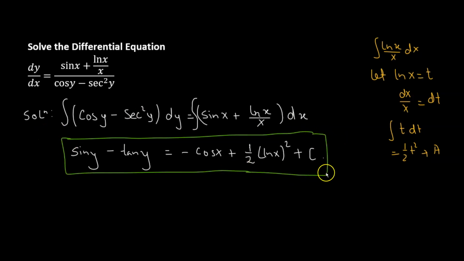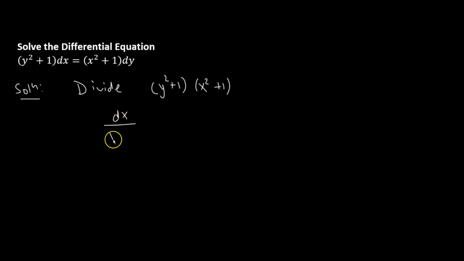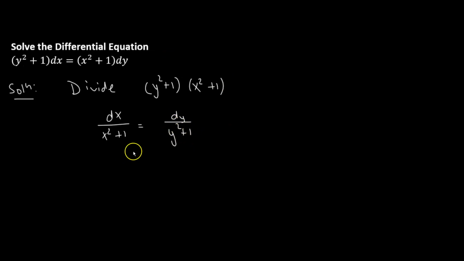Let's move on to the next problem. So here we have a differential equation given. We begin by separating the differentials. So we are going to divide both sides by (y squared plus 1) times (x squared plus 1), and that will give us dx divided by (x squared plus 1) equals dy divided by (y squared plus 1). So this is in the variable separable form.